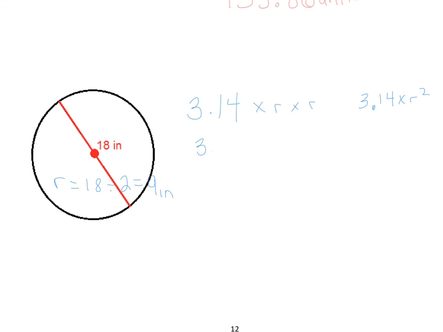So we do 3.14 times 9 times 9, or we do 3.14 times 9 squared. Again, it all depends on what your level of comfort is with the exponents. No matter how you go about it, you get 254.34 inches squared.